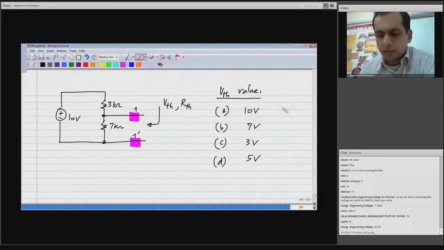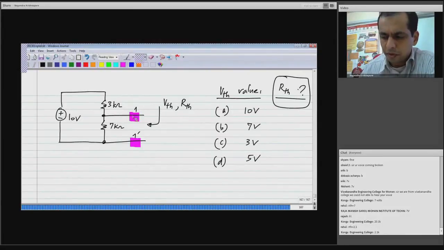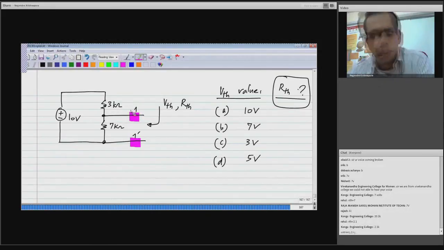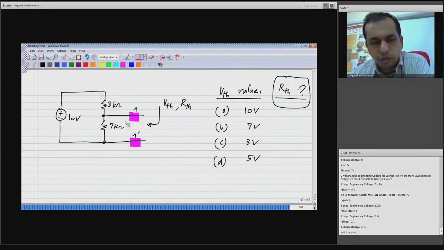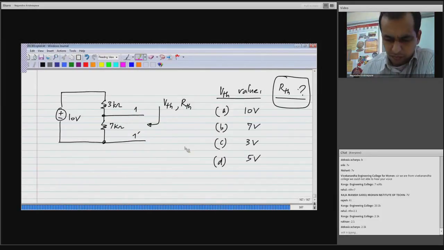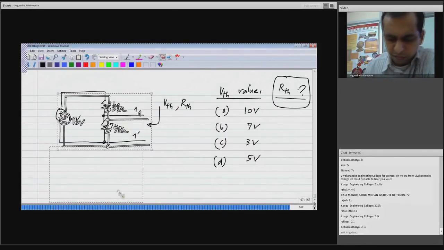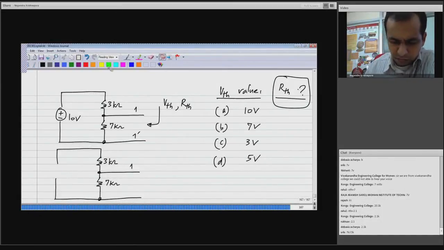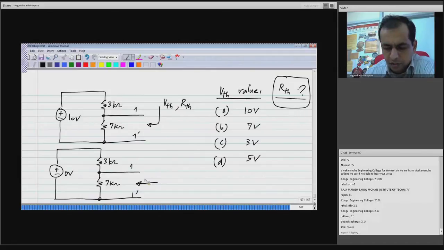Now the next thing is, what is the value of RTH? Looking into these terminals, again, what you should do is take the independent voltage source in this circuit, make it zero and find the resistance looking back into the circuit. So I have to make this 0 volts or a short circuit, and I have to look at the resistance here.